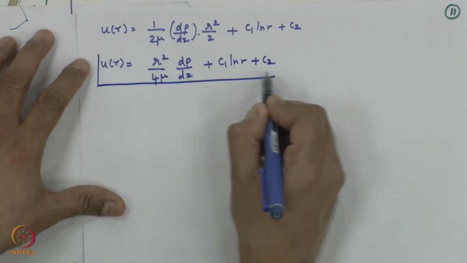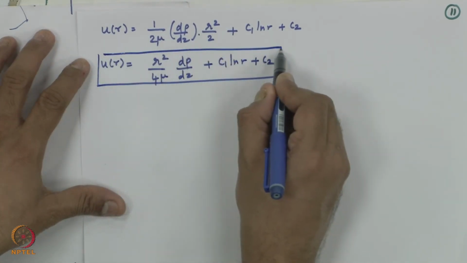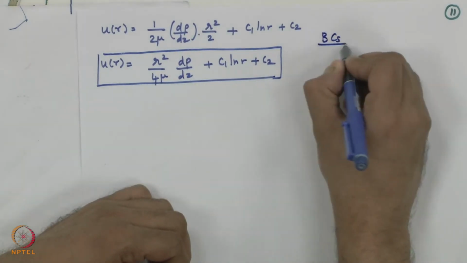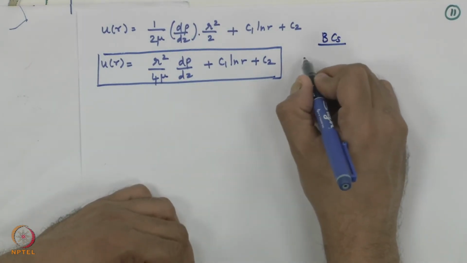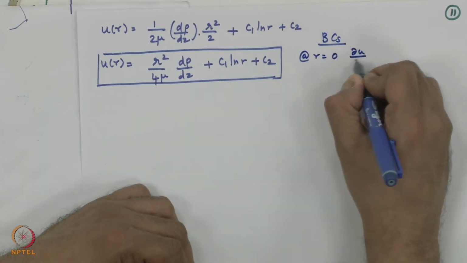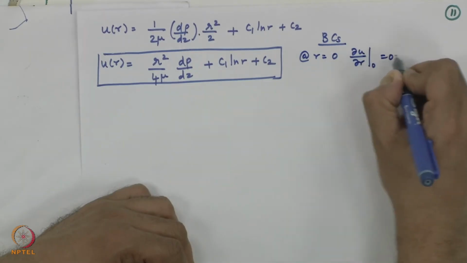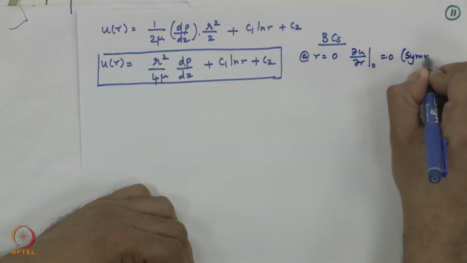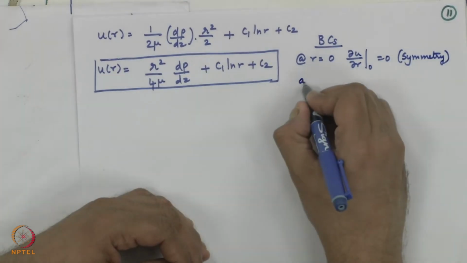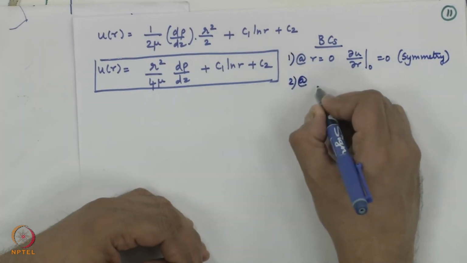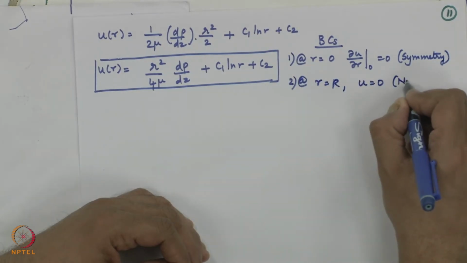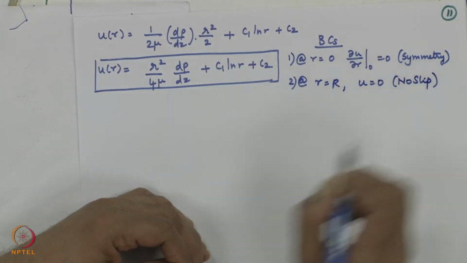This is my velocity distribution. Two unknown constants C 1 and C 2, I need two boundary conditions. These two boundary conditions are, first one, at r equal to 0, du by dr equal to 0, which is the symmetry boundary condition or maximization of the velocity at the center line. The second boundary condition is at r equal to capital R, u is equal to 0, which is your no slip boundary condition.